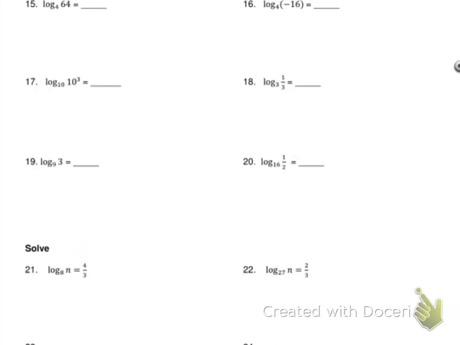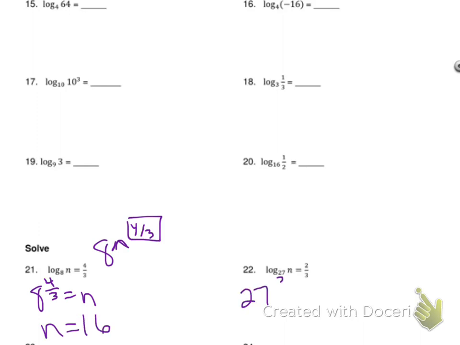And then the last 2 problems, you're going to change to exponential form. So 8 to the 4/3 equals n. So n equals, and you can type this in your calculator, guys. You're going to do 8 caret, and it's going to bring up the little box, and do 4/3. And the answer is 16. And here the same thing, 27 to the 2/3 equals n, and n is 9. So maybe give this a shot.